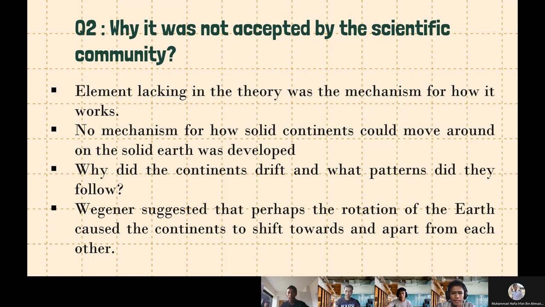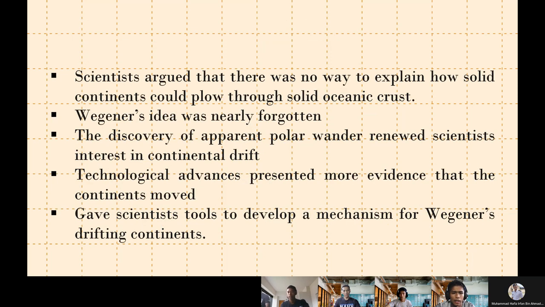Wegener suggested that perhaps the rotation of Earth caused the continents to shift towards or apart from each other. Scientists argued that there was no way to explain how solid continents could flow through solid oceanic crust.